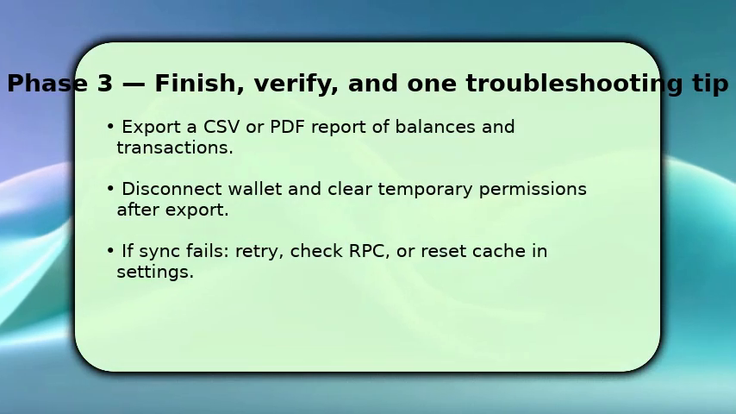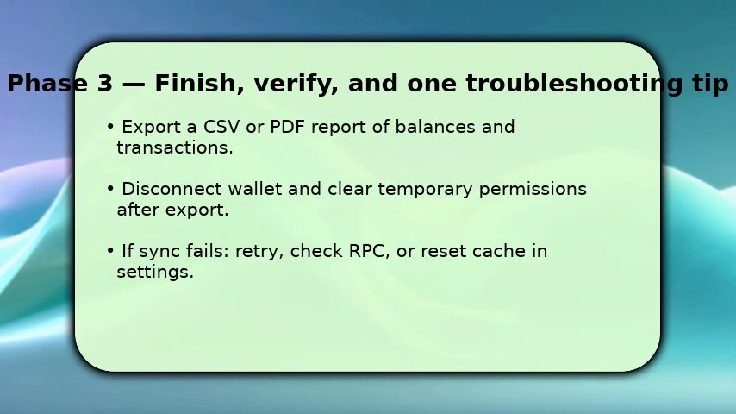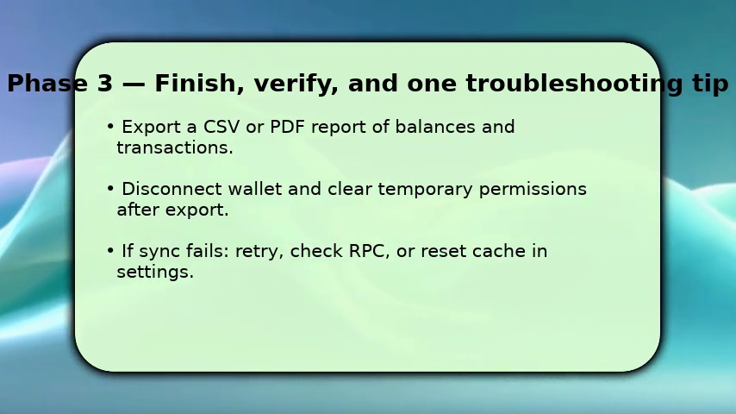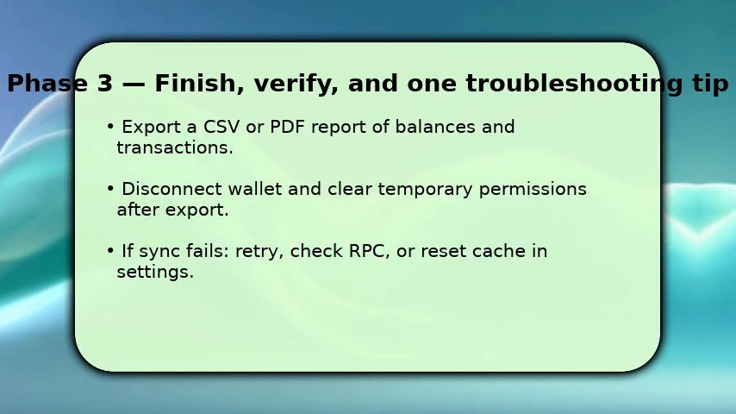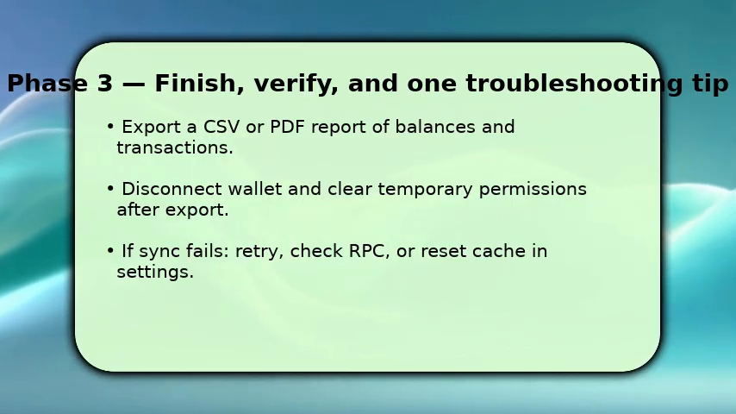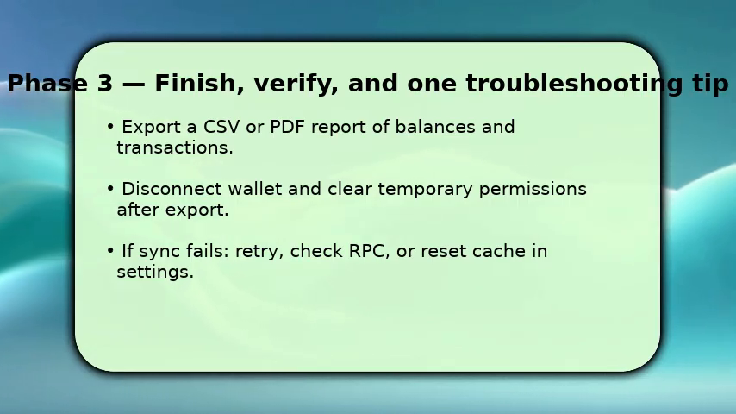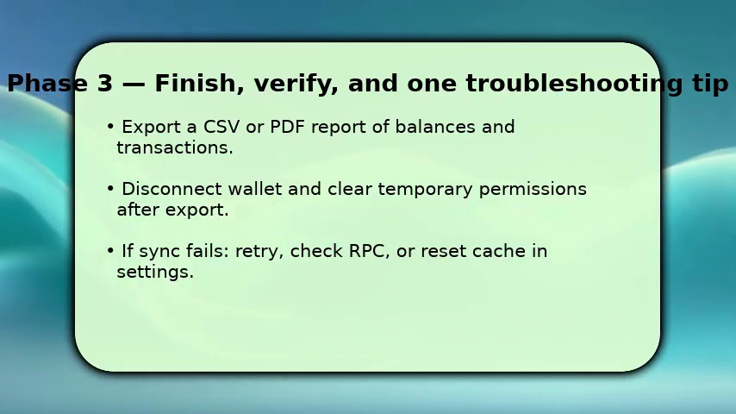To finish, export a transaction report as CSV or PDF for bookkeeping, taxes, or backups. Choose the date range and include token prices if needed. After export, disconnect the tracker from your wallet and clear temporary permissions. This reduces exposure. Finally, secure your seed and enable two-factor where supported.